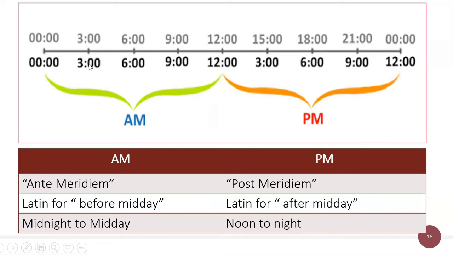For example, 3 in the morning is also considered 3 a.m. And then 6 in the evening is also known as 6 p.m. And then 9 in the morning is also considered 9 a.m. So when it's after midnight up until 11:59 in the morning, we use AM. And then when it's 12 midday up until 11:59 in the evening, we use PM.